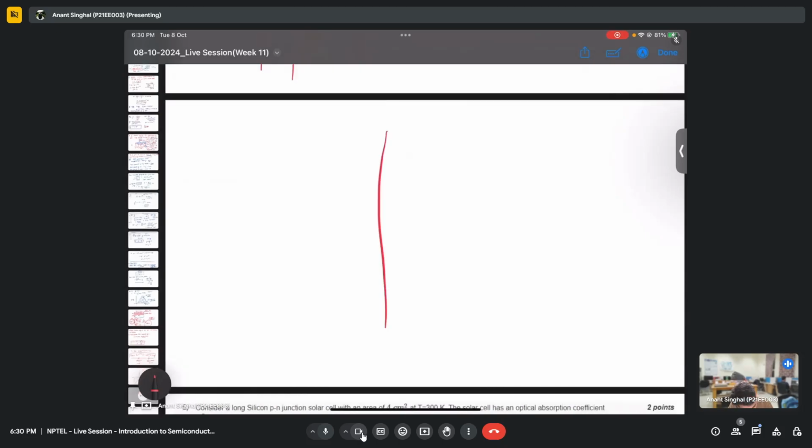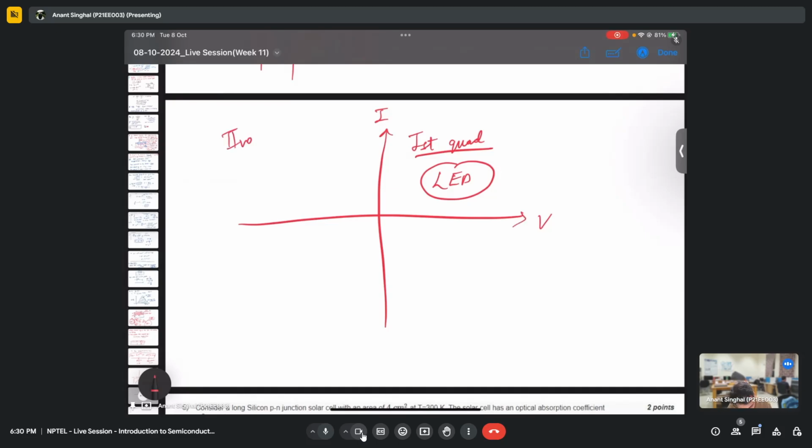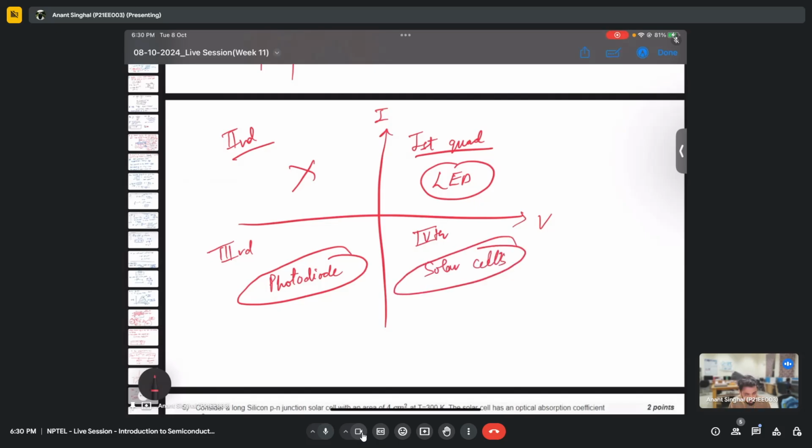Well, a very quick summary. This can be a theoretical question somewhere. I'm talking about IV. In the first quadrant we have LEDs. The second quadrant we have nothing. In the third quadrant we have the photodiode, and in the fourth quadrant we have solar cells. I guess a very old paper has this as a matching question in the GATE, which quadrant, which device is following what.